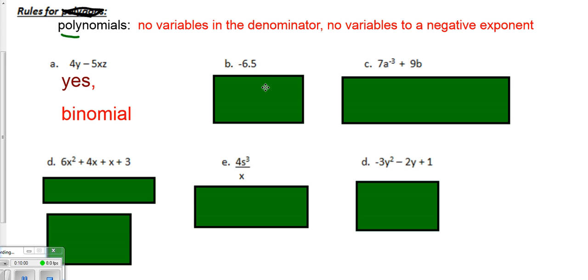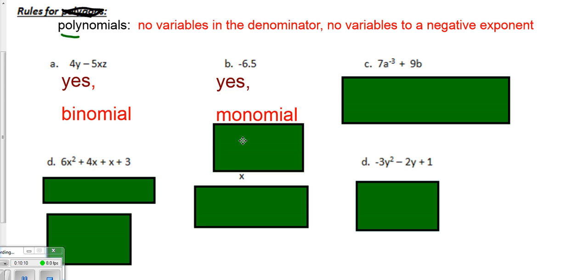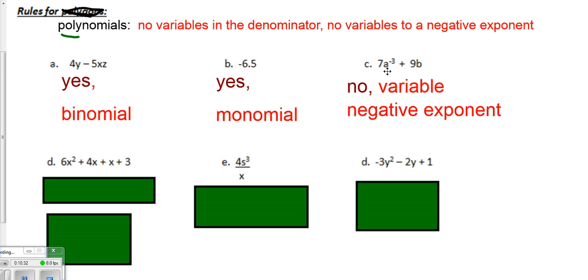B is negative 6.5. This one doesn't have any variables, so this is just a constant, or a degree 0, but there's only one term. So yes, it is a polynomial. What kind? It is a monomial. Just one term makes it a monomial. Looking at C, we have 7a to the negative 3 plus 9b, and it's all by itself, so it's a hidden b to the first power. Would this one be a polynomial? Actually, we'd say no, because it has a to the negative third power. There's a variable with a negative exponent, so this one would not be a polynomial.